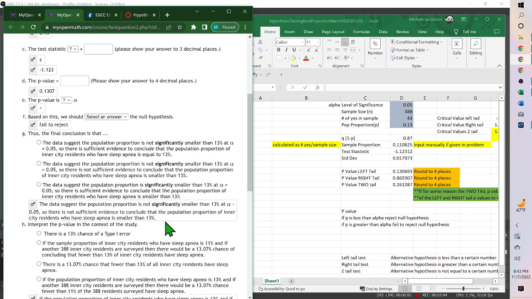If we fail to reject, then it's not significantly smaller than the 13%. So that's what you want to look for. So it's not significantly smaller.